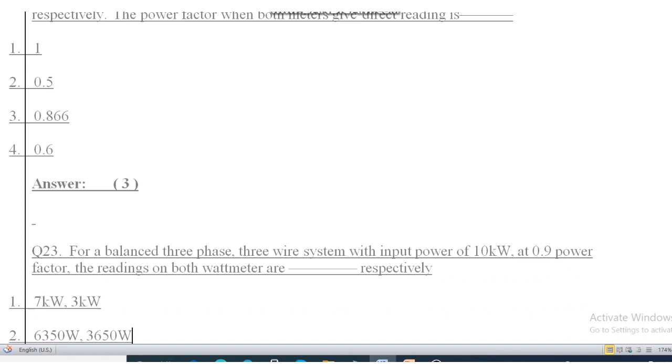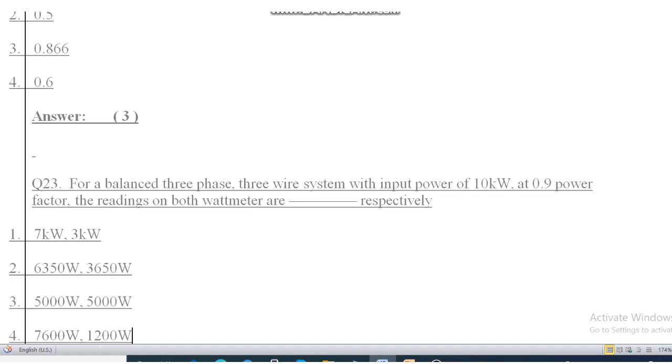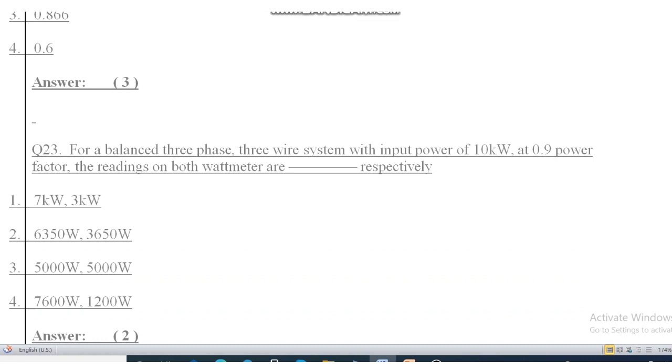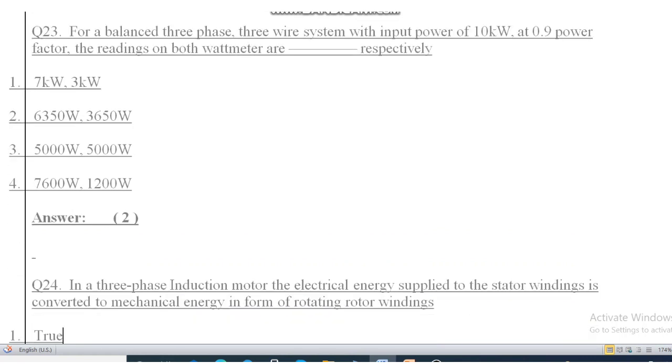Question number 23: For a balanced three-phase, three-wire system with input power of 10 kW at 0.9 power factor, the readings on both wattmeters are 6350 watt and 3650 watt.